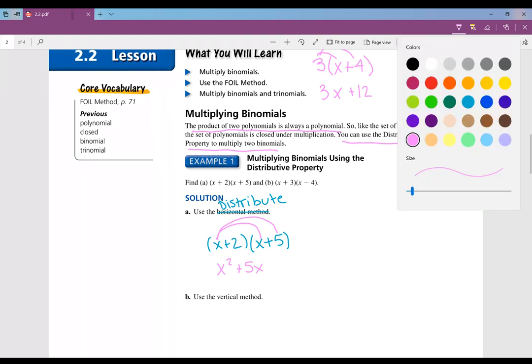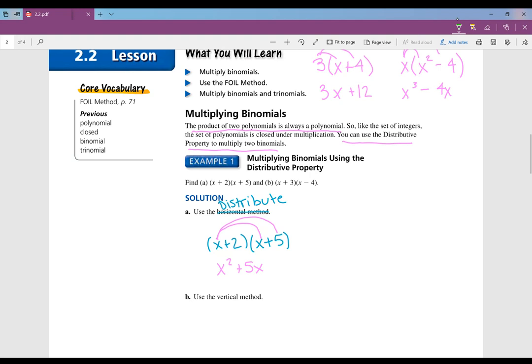Okay, now we're going to look at the 2, and we're going to distribute the 2 to both things. So it's going to go to the x and the 5 as well. So 2 times x will be plus 2x, and 2 times 5 is plus 10. So this is our answer when we're multiplying. Now we just need to combine our like terms. So we get x squared plus 7x plus 10 is our answer.